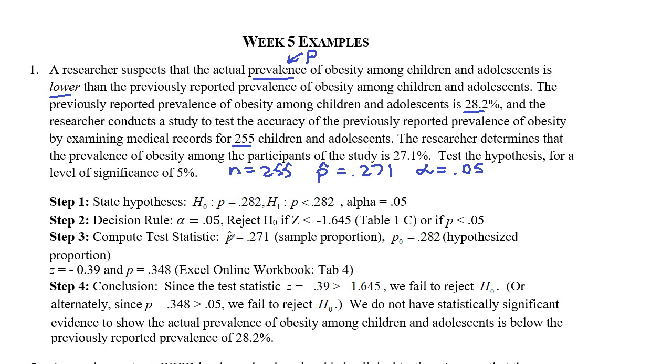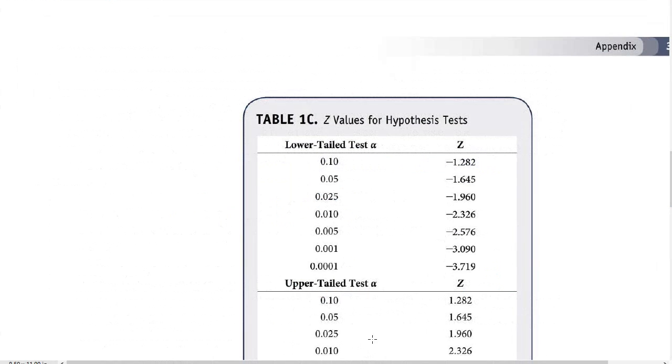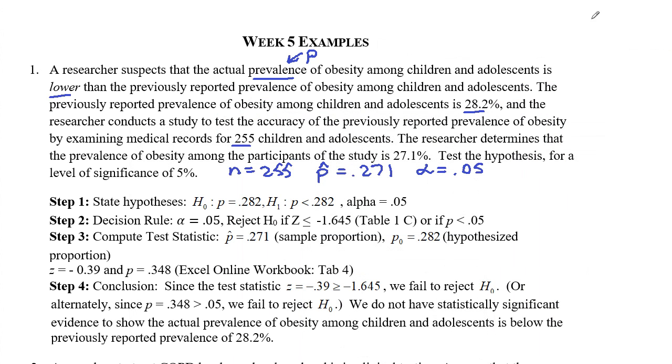And then our decision rule at alpha equal 0.05 will be to reject the null if Z is less than negative 1.645. That's table 1C in the appendix. So if we look at that table, here's table 1C. It is a lower tailed test. Alpha is 0.05. Right there is the negative 1.645. So that's where that comes from. Now, alternately, we could use P less than 0.05. That's okay too. Step 3, compute our test statistic.